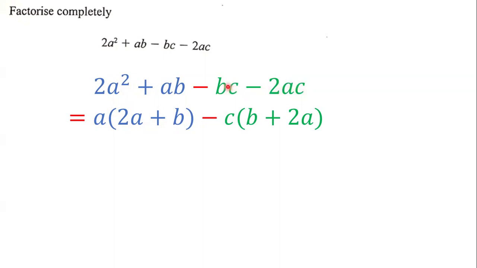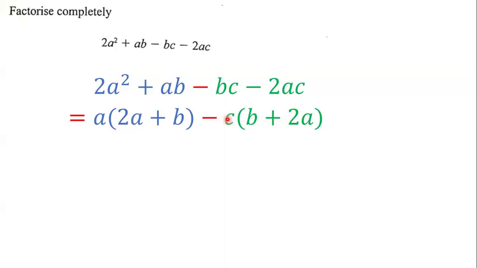Okay, next we have c here and we have c here. So c is the highest common factor of these two terms. So we're going to factorize the c out. We're going to pull the c out. And when we pull the c out, what do we have left? Well, we have b plus 2a. And we know that because what we're really going to factorize out is the negative c, not just c, but negative c.